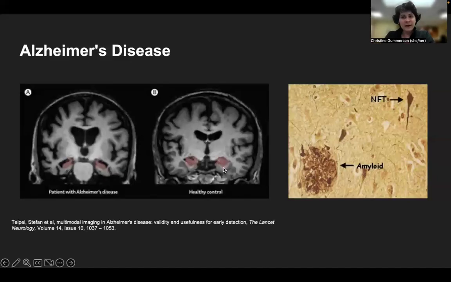And on the right side of the screen here is a special stain that shows two of the protein abnormalities that are inherent and prominent in Alzheimer's disease, which is beta amyloid plaques, that big glom there of protein, which is extracellular. And then NFT stands for neurofibrillary tangles, which are intracellular. And together, these lead to the loss of neurons in the brain.